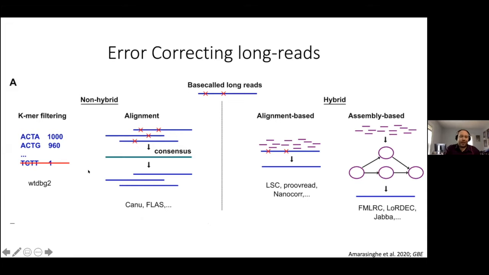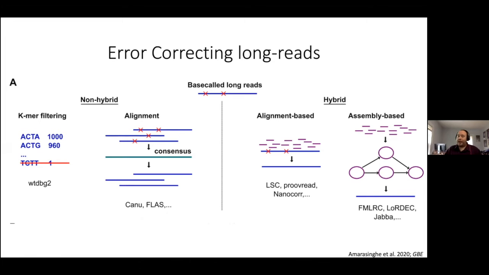There's also some K-mer filtering. If you have a certain repeat that only shows up once versus thousands of times, such as in WTDBG2, it will just remove that. That's problematic if that's actually a biologically relevant K-mer. But again, the depth of the sequencing makes a difference there.